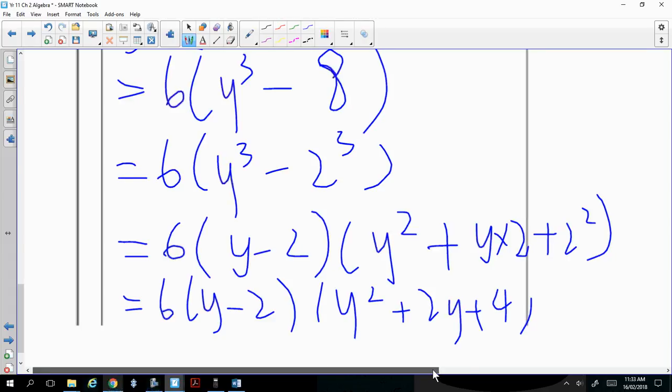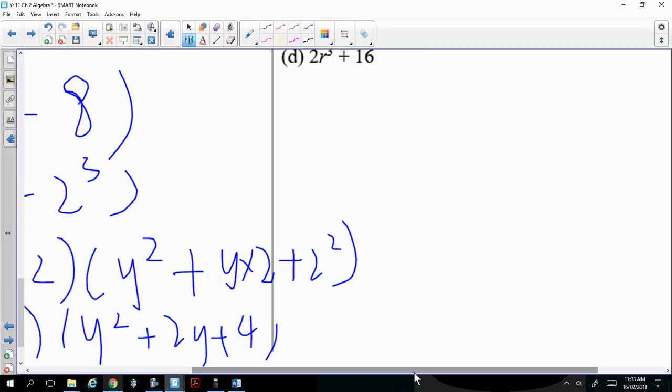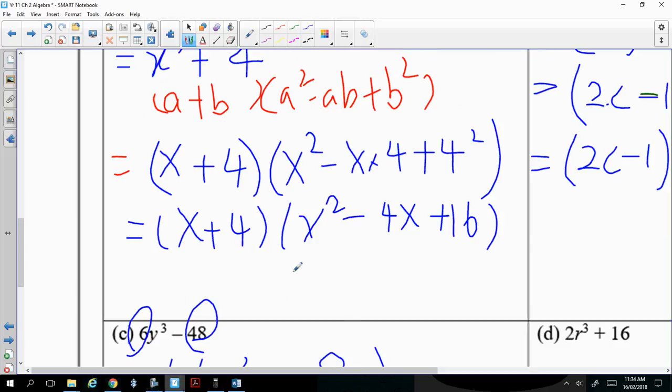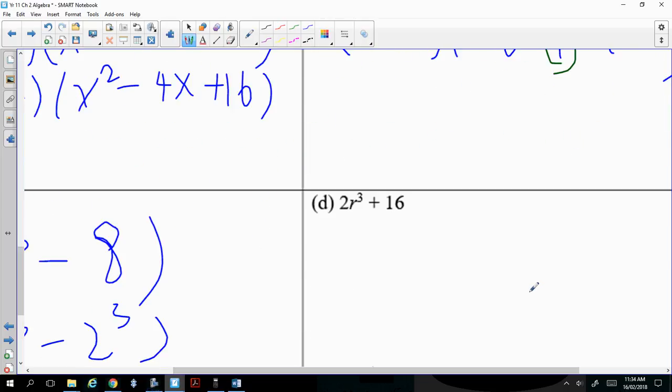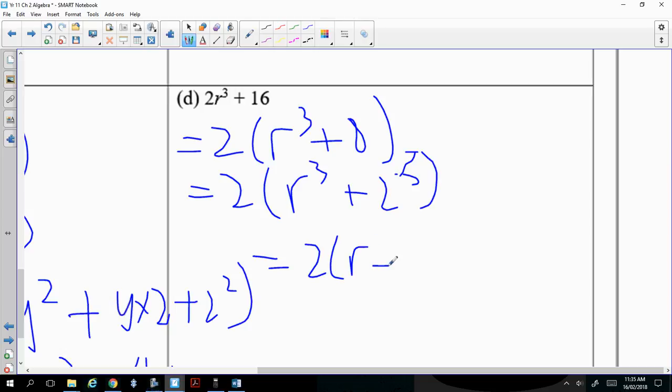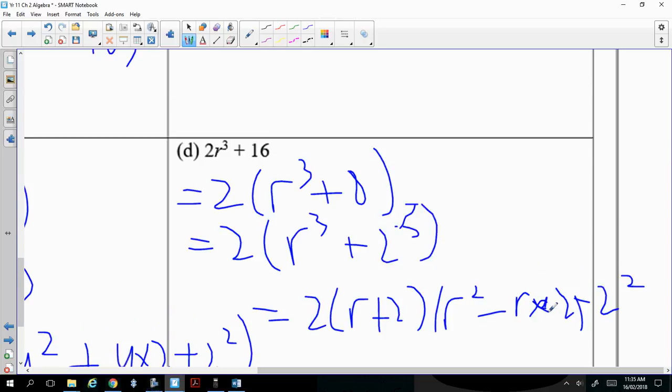All right. Let's start part D. So you take the 2 out first, which leaves r cubed plus 8, and then it becomes a sum of 2 cubes. Sometimes the pen doesn't work properly. Okay, and then you can do 2 times (r plus 2) and then (r squared minus r times 2 plus 2 squared). And then you get 2(r plus 2)(r squared minus 2r plus 4).